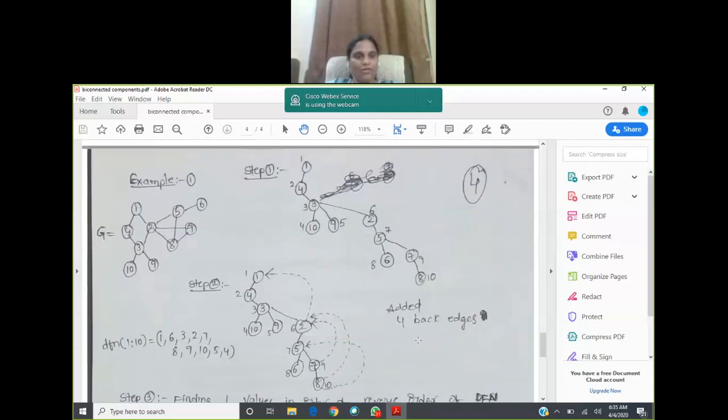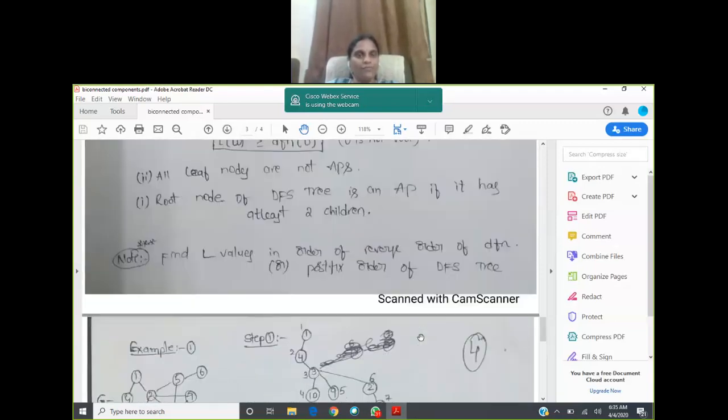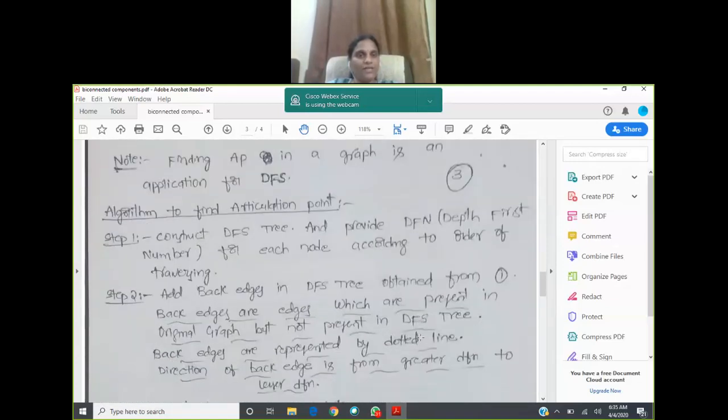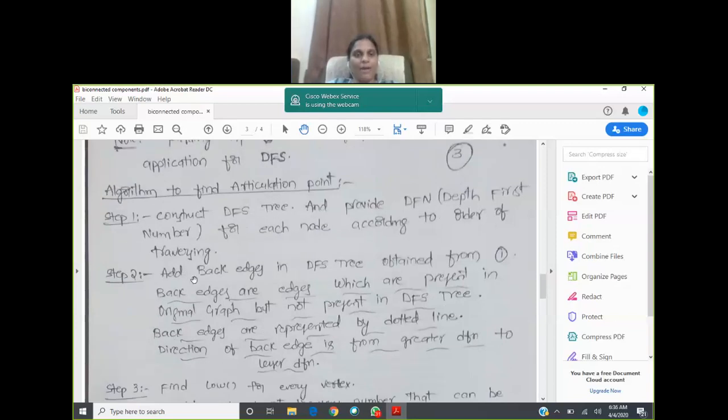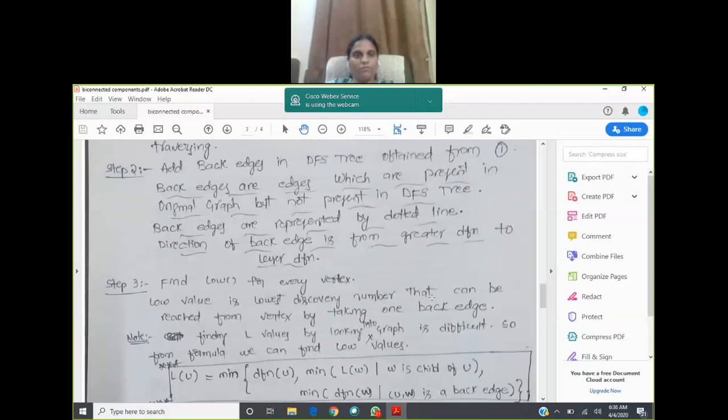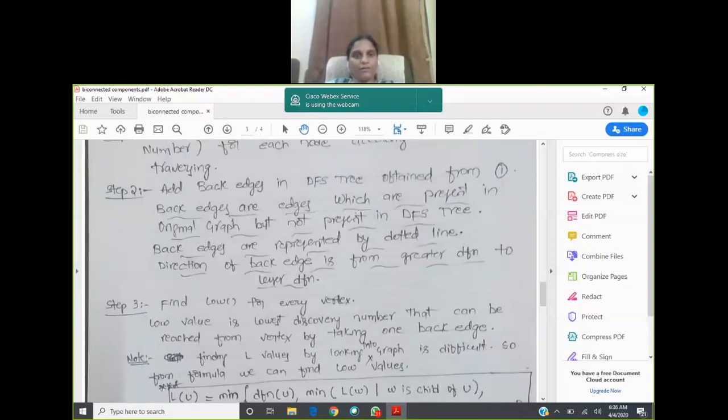Hope you all have understood step 1 and step 2. So what is step 1 in finding articulation points for a given graph G? Step 1 is construction of the DFS tree and also mentioning depth first numbers in the order of traversal of vertices, and step 2 is adding back edges in the DFS tree. What does a back edge mean? Back edges are edges which are present in the original graph and which are not in the DFS tree.